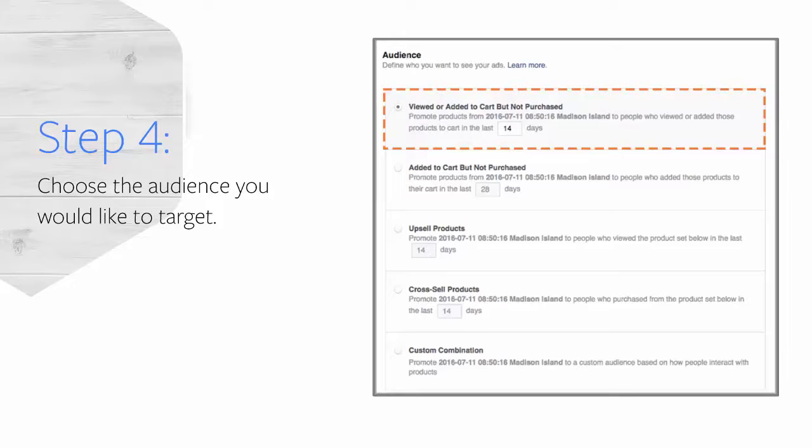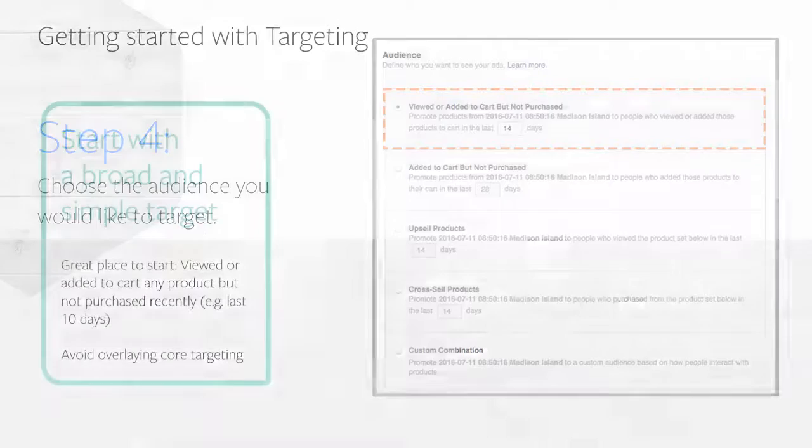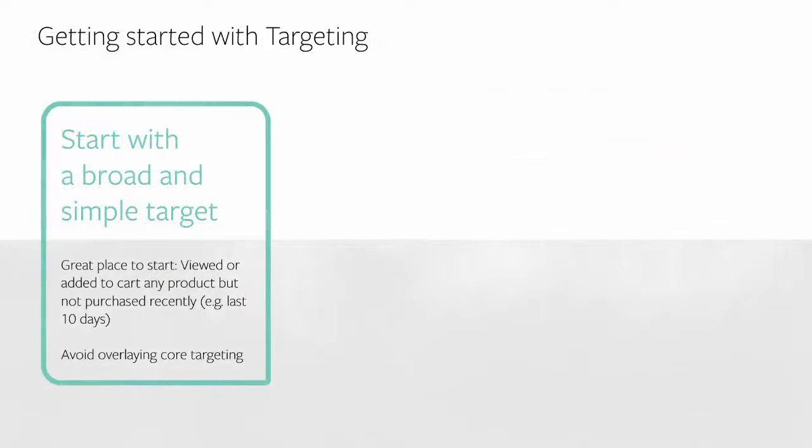Next, choose the people you'd like to target. Your audience can be created from specific actions people have taken on your website or in the Facebook shop. This information is gathered from your Facebook pixel. If you're just getting started with dynamic ads, a great place to start is to create an audience of people who have viewed an item or added it to cart, but who have not purchased recently, for example, in the past 10 days. We recommend that you do not use core targeting, since people already shopping on your website, you can assume that they're interested in your products.